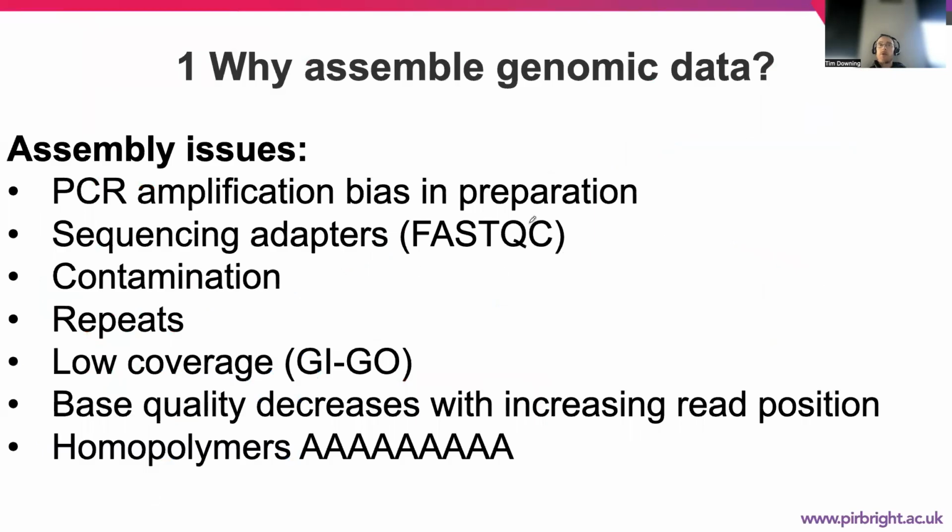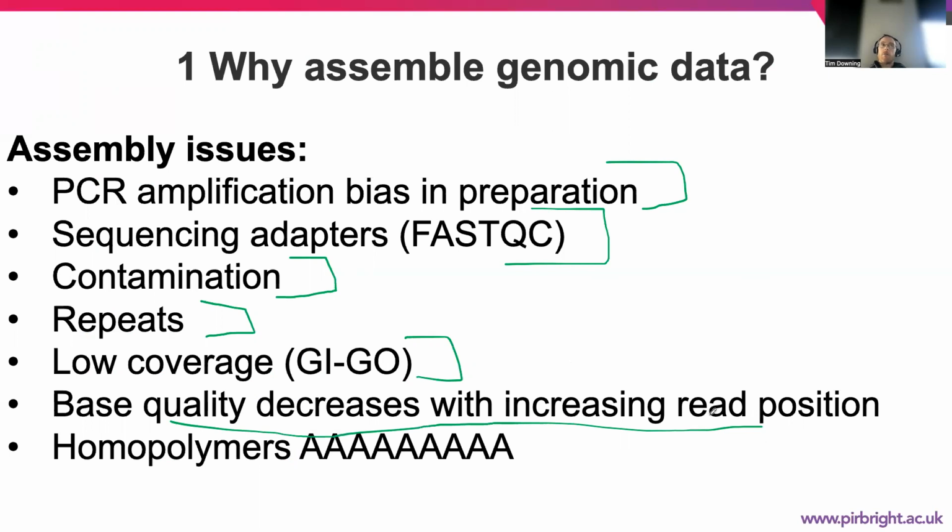Nonetheless, we still have the same issues: potential biases in the preparation of each library. We also have to remove sequencing adapters. We have to consider potential contaminants that have entered into our set of reads. We have to tackle this issue of repeats. We also have to consider if we have sufficient coverage, especially for host and vector genomes. We also know there tends to be a decline in quality on average after the first few bases in a read, that the quality of the 3' end is less good. And then we have these known issues about homopolymers in repetitive low complexity regions.